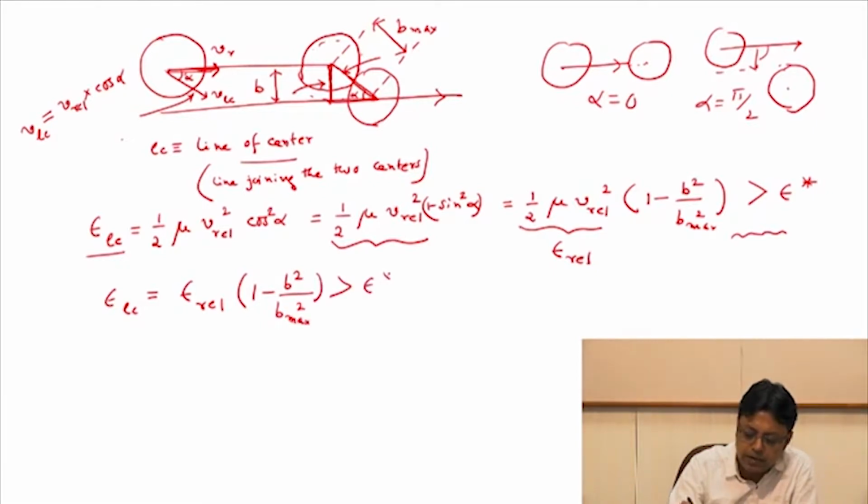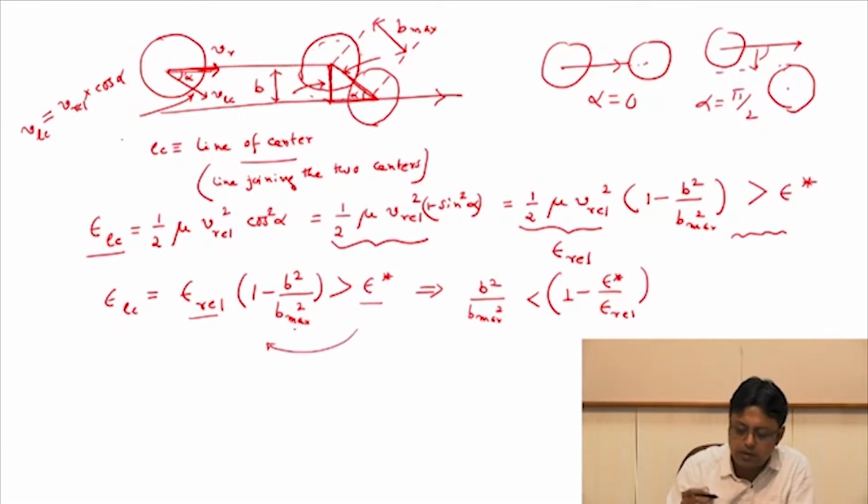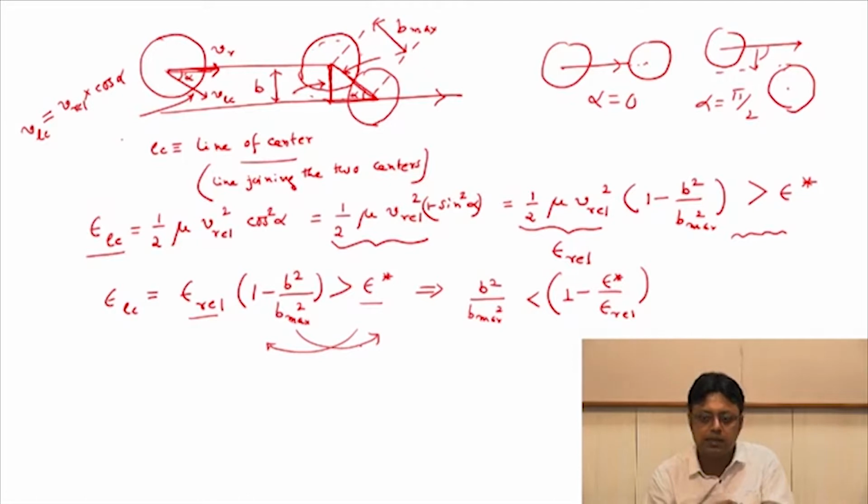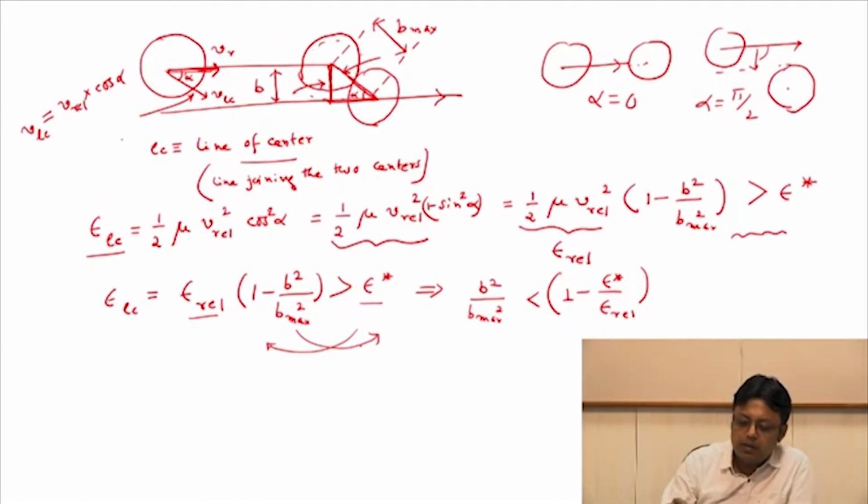Or we can just rearrange it. You can easily figure out that b squared by b max squared should be less than or equal to 1 minus epsilon star by epsilon relative. So you put this epsilon relative here, bring this back here, and bring b max to the other side. You can easily figure out it is the less than sign. Now this is the criterion.